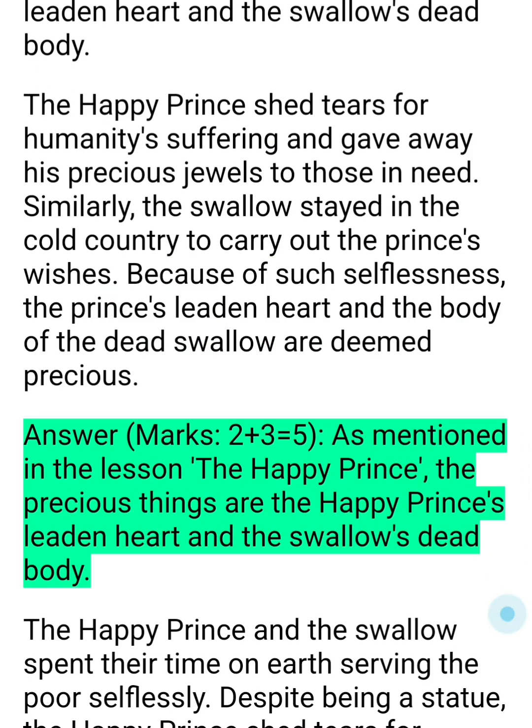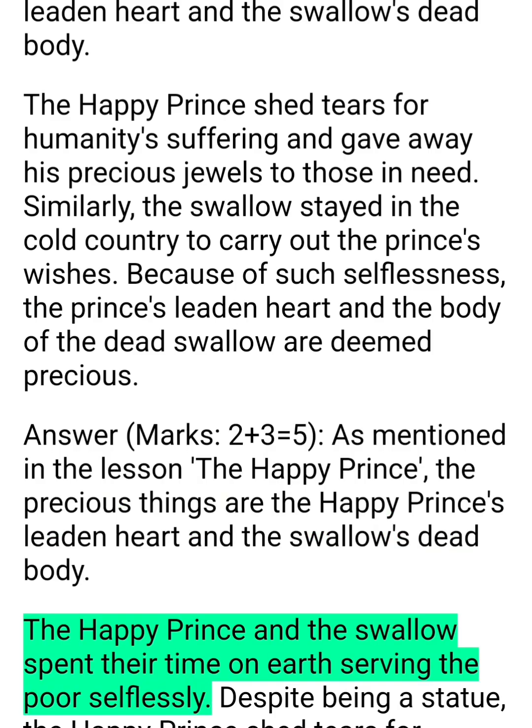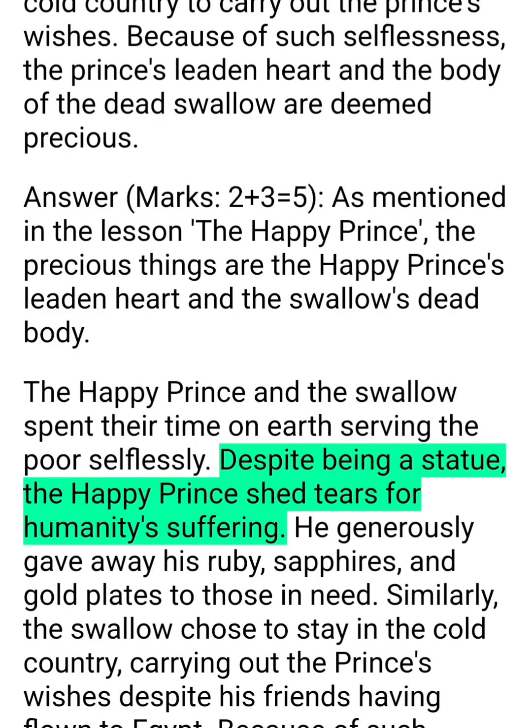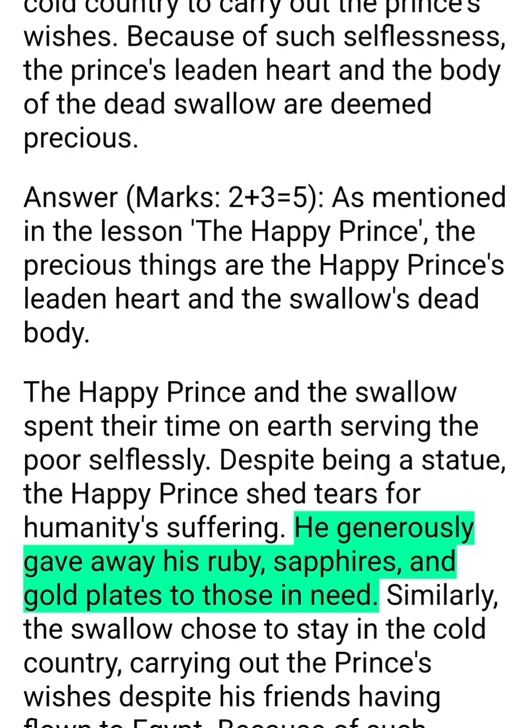Answer. Marks 2 plus 3, total 5. As mentioned in the lesson, The Happy Prince, the precious things are the Happy Prince's leaden heart and the swallow's dead body. The Happy Prince and the swallow spent their time on earth serving the poor selflessly. Despite being a statue, the Happy Prince shed tears for humanity's suffering. He generously gave away his ruby, sapphires, and gold plates to those in need.